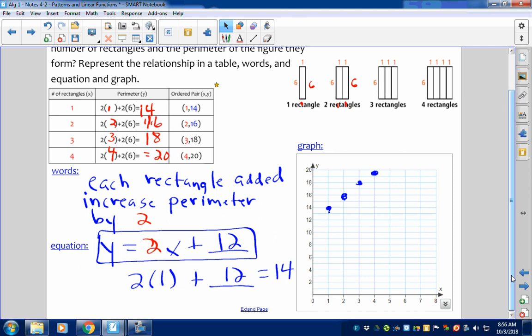So you will look at the pattern in the table, write an equation, explain in words what's happening, and then plot the points. That's what you're going to be asked to do on each one of these.